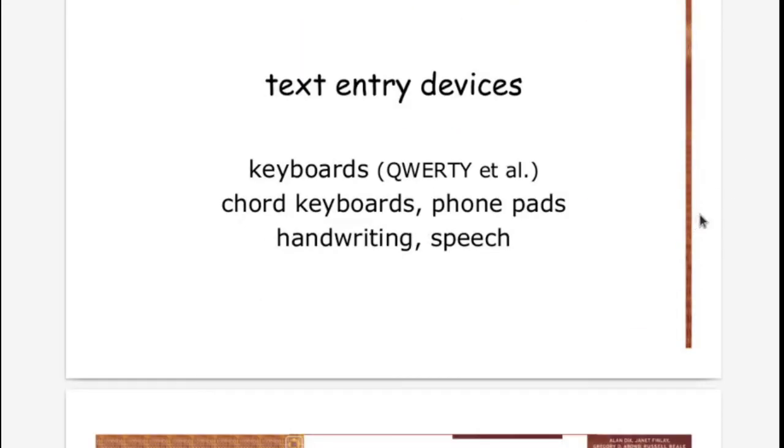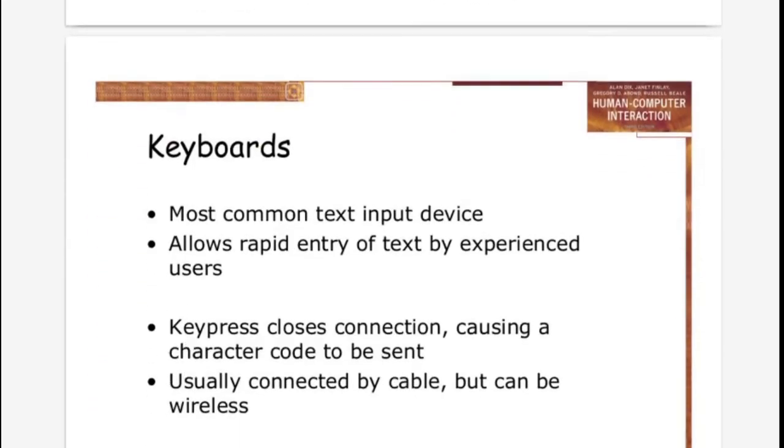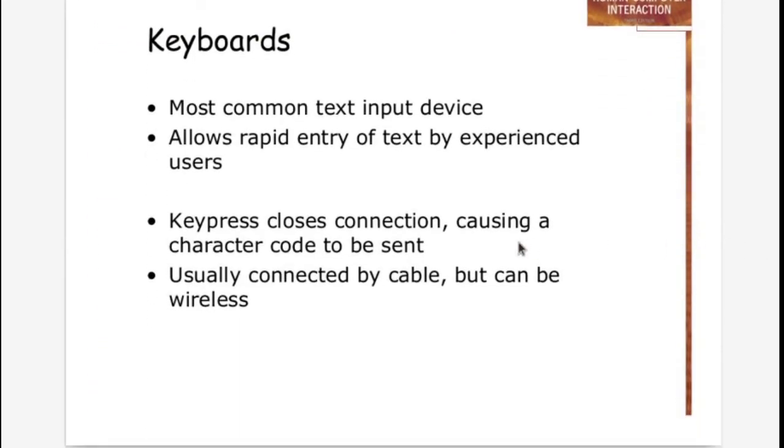So now, in every interactive system, first of all, we need text entry devices. Text entry devices means we are going to make some input to the system, yes? And now we will see the types of these text entries. It can be a keyboard, so we are going to see the keyboard types: QWERTY, for example, short keyboards, phone pads, handwriting, and speech. So the keyboard is the most common text input device.